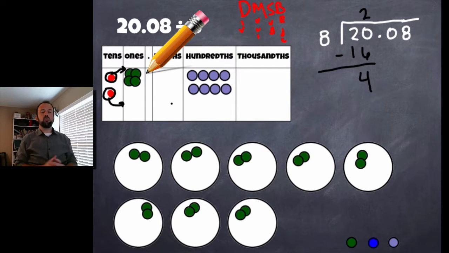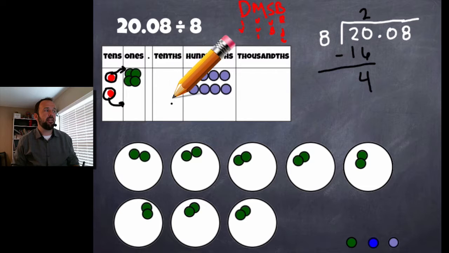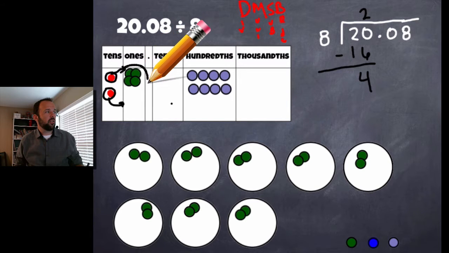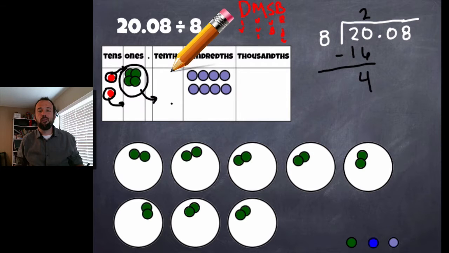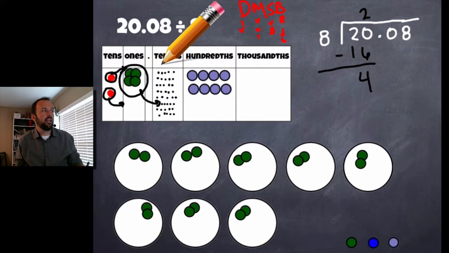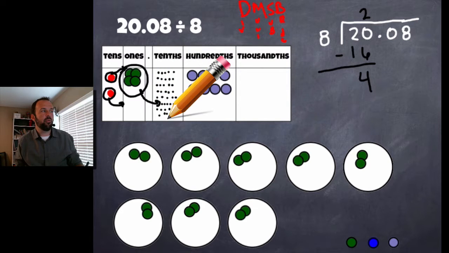So what am I going to do with those 4? Can't divide them up into the 8 groups, so what am I going to do with them instead? Exactly. I'm going to move them into my tenths. I'm going to turn them into tenths to make them a little bit easier to work with. So, if I took these 4 1s and turned them into tenths, I would have 40 tenths. Quite a mess going on there, but you kind of get the idea.